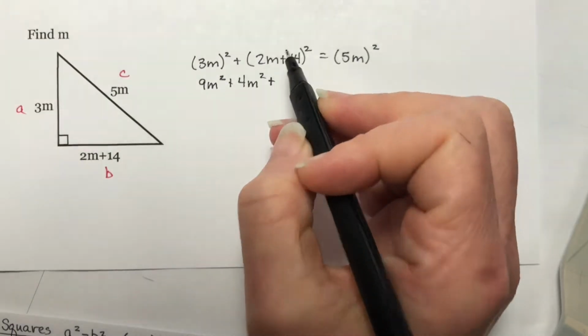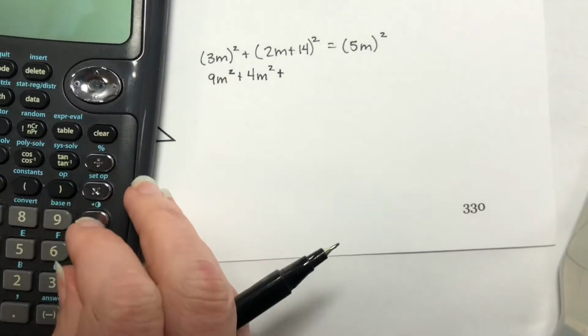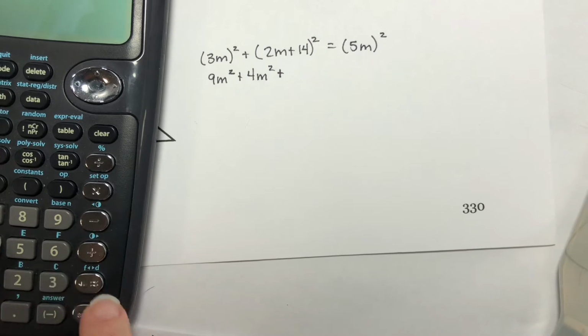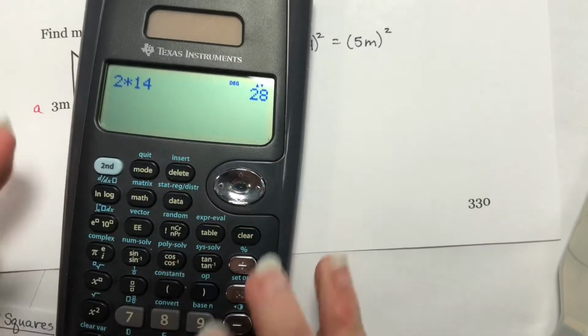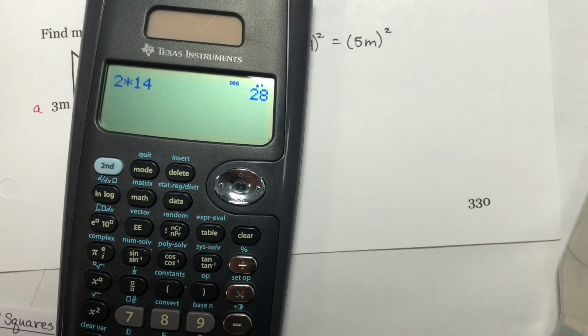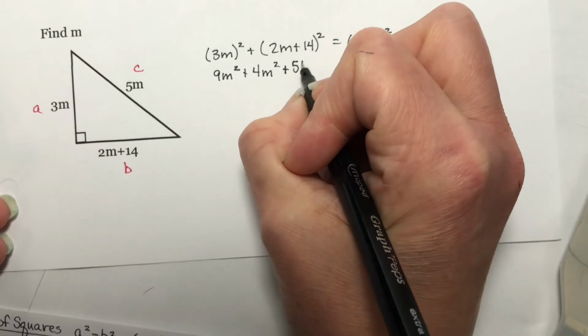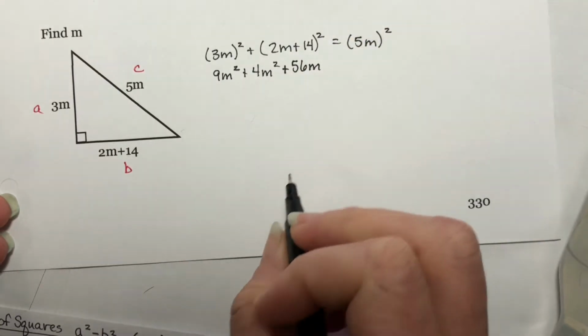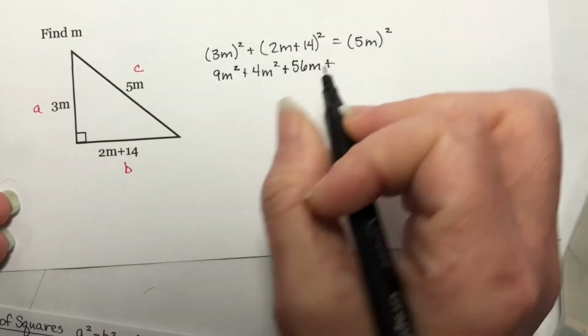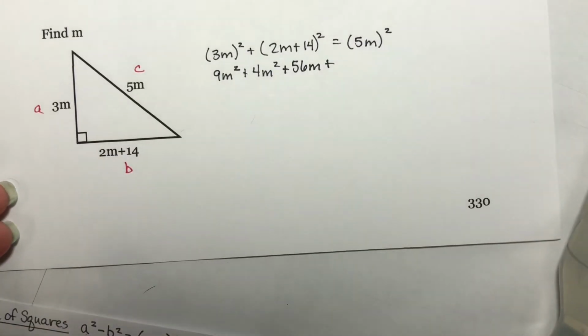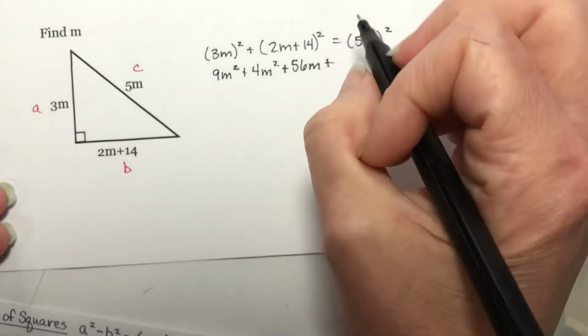And then I multiply these two things together. 2 times 14 is 28, and then we double it. So you multiply them together, and then you double it. And so you get 56. So this is plus 56m plus 14 squared is 196.